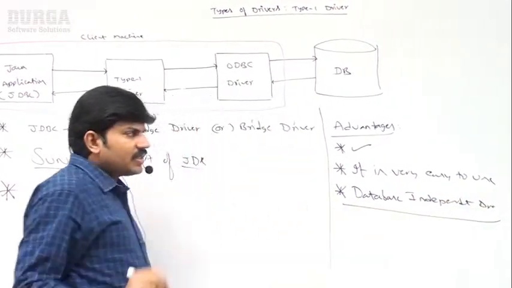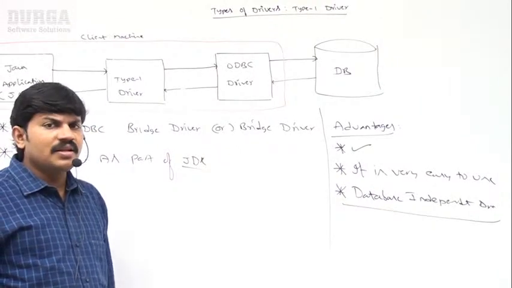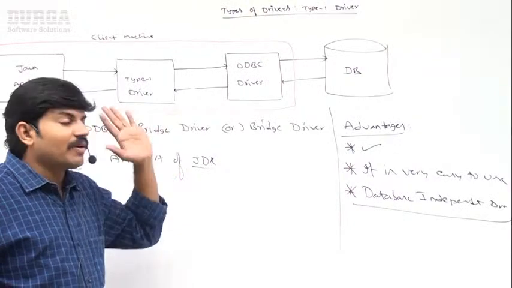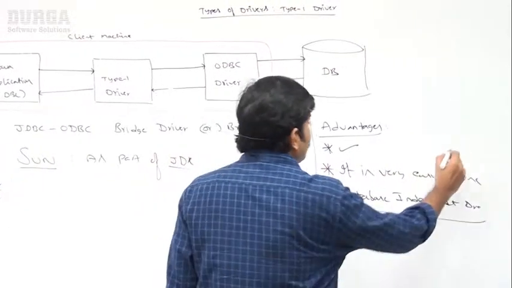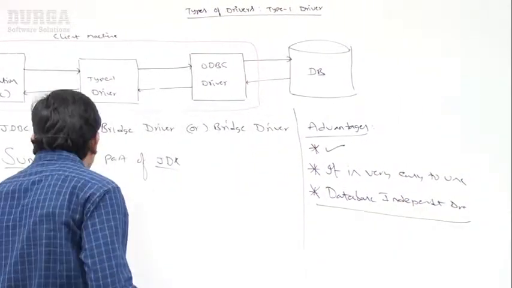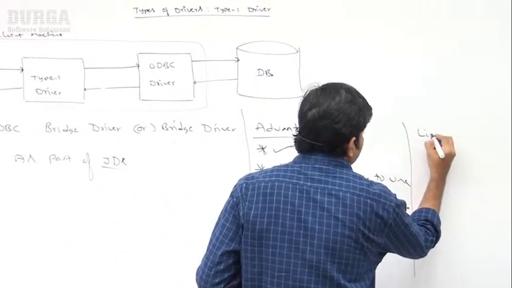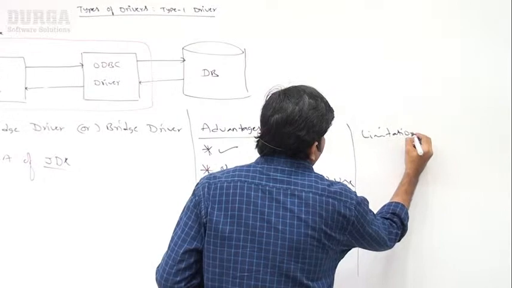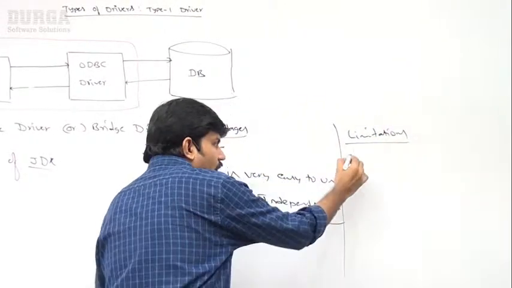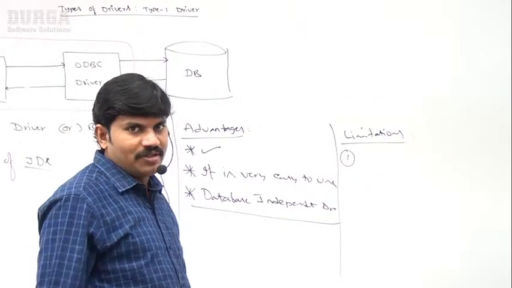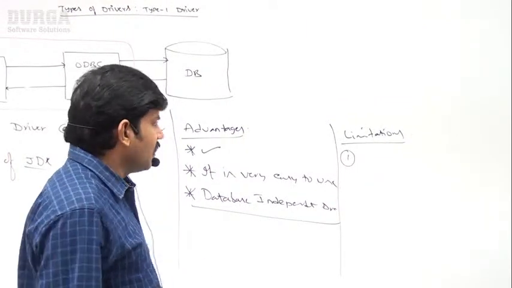Okay, next, what various limitations are there? Yes, obviously there are a number of limitations for this type 1 driver, right? So let me summarize what limitations there are. Just observe that, sir. There are several limitations. What is the first limitation? Sir, take very special care about this one. What is the first biggest limitation, sir?